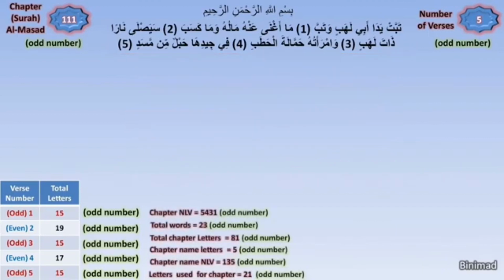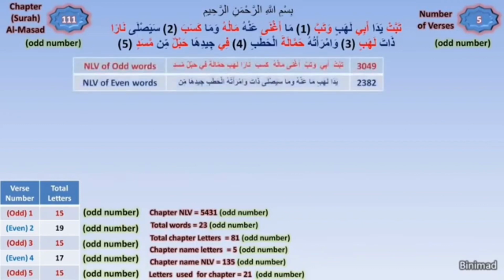Then we divide the entire chapter into odd versus even words. For clarity, all odd words are in red and all even words in blue, as seen here. We find that the numerical value of all odd words is 3,049 and all even words 2,382. Amazingly, the numerical value of all odd words is an odd number, and the numerical value of all even words is an even number.